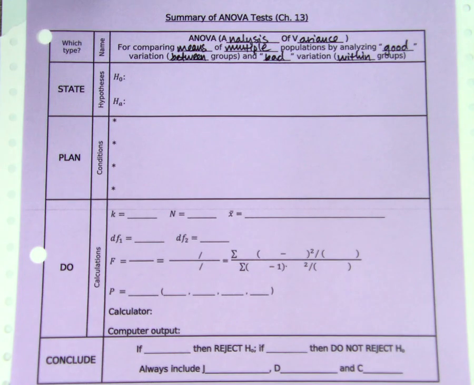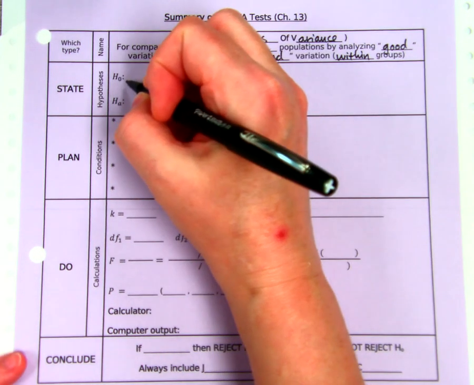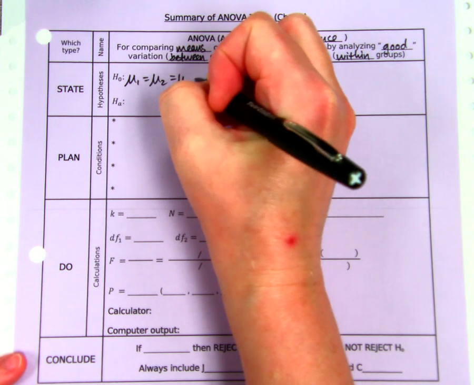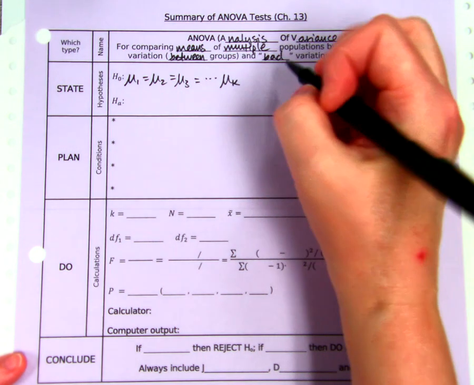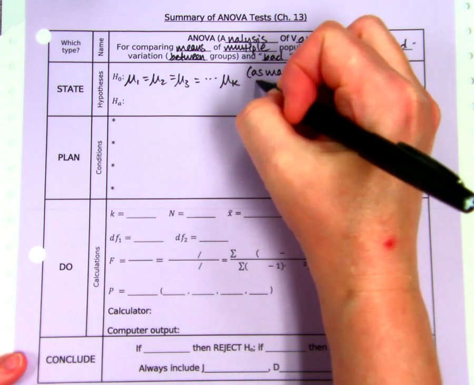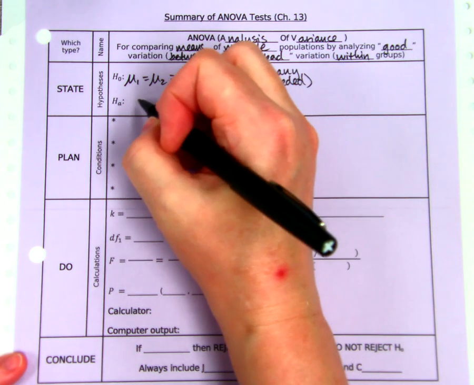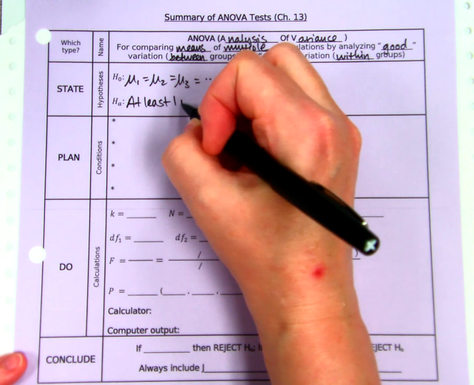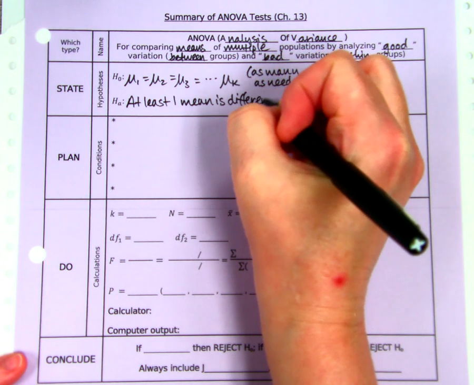And the null hypothesis for this, we basically learned one significance test in this lesson, so that's kind of nice. The null hypothesis is mu1 equals mu2 equals mu3 equals however many you need all the way up to k, which is how many groups there are. You do as many of these as you need. And the alternate is that at least one of these population means is different. So easy hypotheses for this unit.